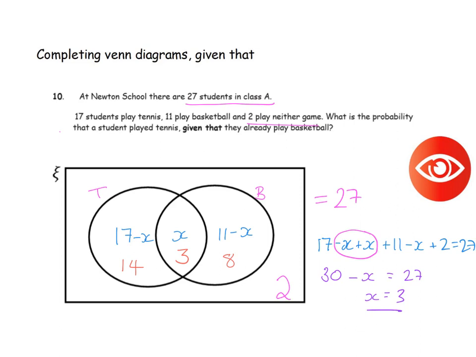Given that they already played basketball means that I am looking at the basketball side. So if I shade that in, hopefully. So I'm looking at the basketball side. What's the probability that they play tennis given that they already play basketball? So I'm only looking at that circle. So that means that I want to play tennis out of the total 11 people who already play basketball. So that's my probability.